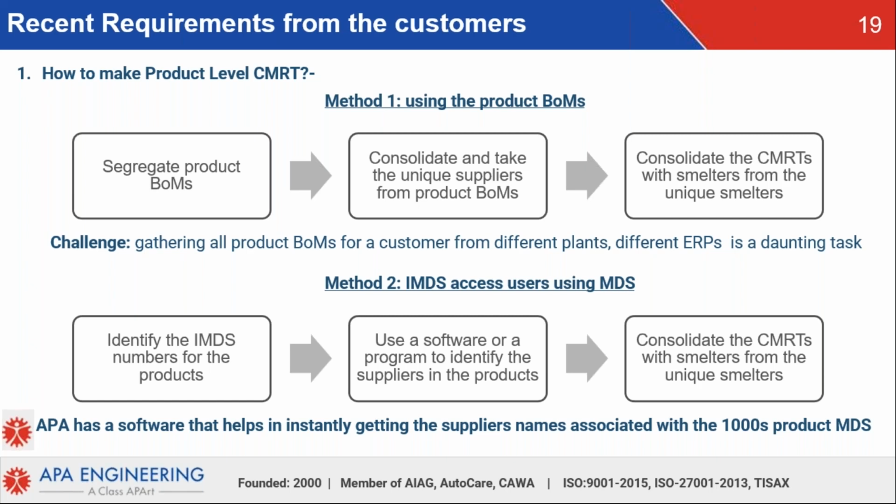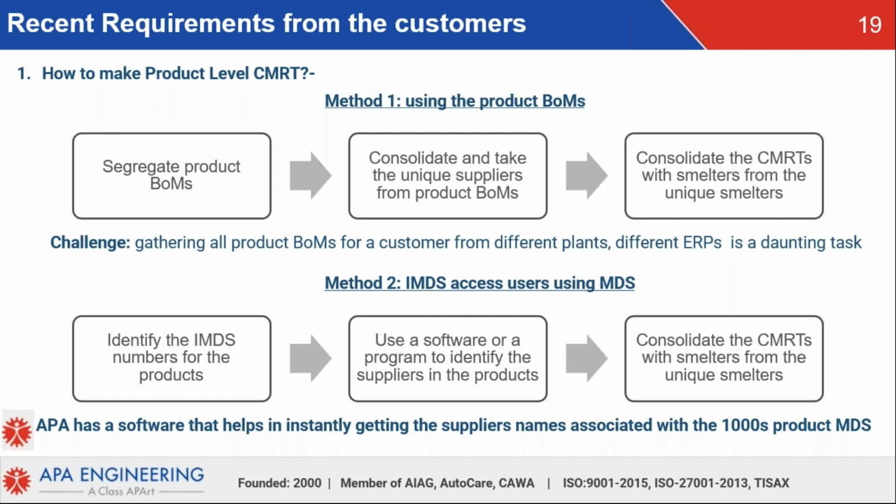The second method applies to the suppliers who have their IMDS data, typically connected to the automotive industry. If you have the IMDS data, the process can be simple. In such cases, the first step is to identify the IMDS numbers for all the 100 products. Typically, IMDS data contains the supplier submitted child part data.